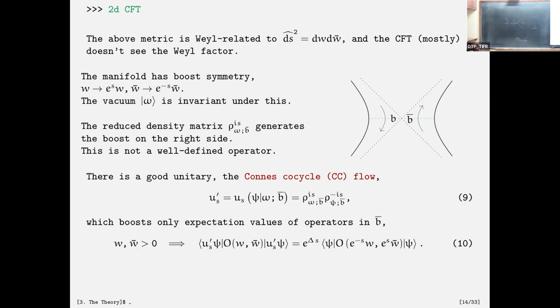Given two states, given omega and psi, which will be the actual state we are interested in, you can define U_S prime, which is some combination of the density matrices. For an operator in the right wedge, so for an operator in little b prime, the expectation value of the operator will get boosted. So here is how things boost at the coordinate level, and this is the boost weight. In the new state, the correlation function is the correlation function in the old state with the boost. That is the action of this modular flow.